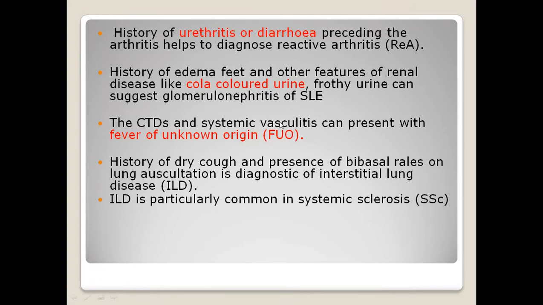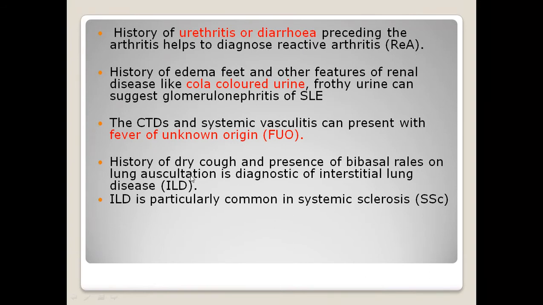Whereas the cola-colored urine or frothy urine can suggest glomerulonephritis of SLE. As we discussed in SLE in the last class, renal involvement is most common and most fatal. So there you can see cola-colored urine or frothy urine with joint involvement and pain and with pitting edema, then you can most probably go towards glomerulonephritis secondary to SLE.